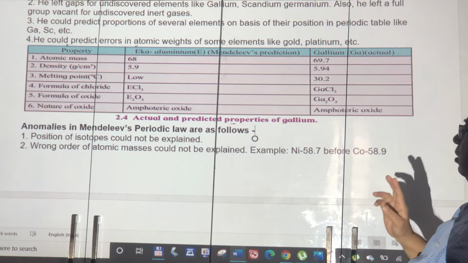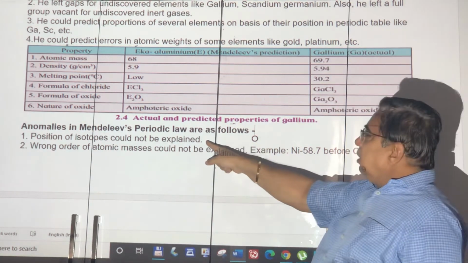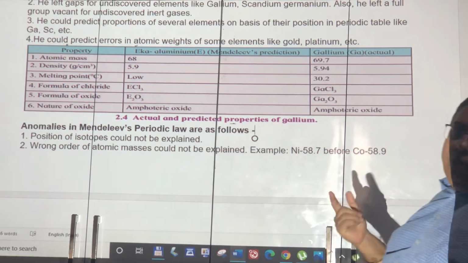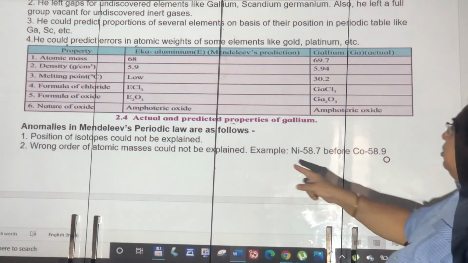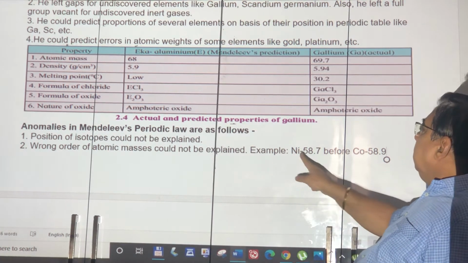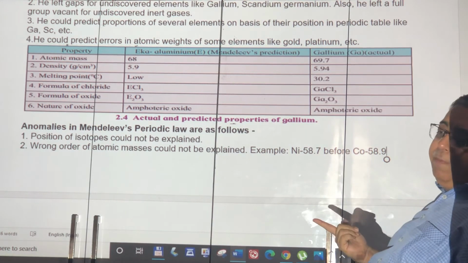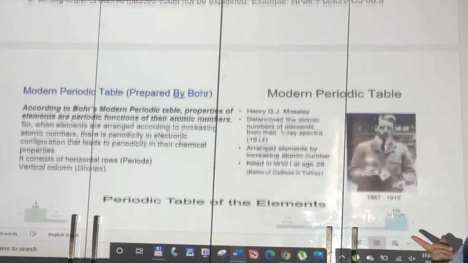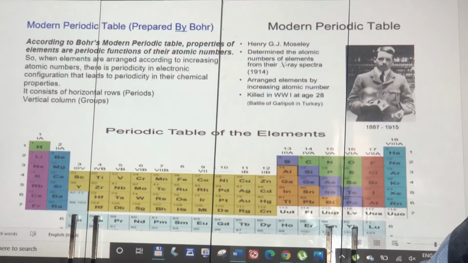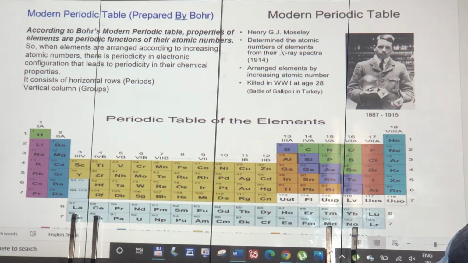Okay, what are the mistakes? First, he could not explain isotopes. Today we say chlorine is 35.5. Second, wrong order. He placed nickel before cobalt based on properties. So he could not explain why. So we come to the modern periodic table.